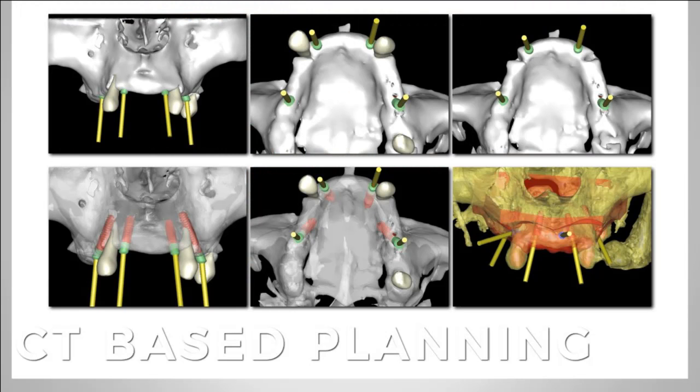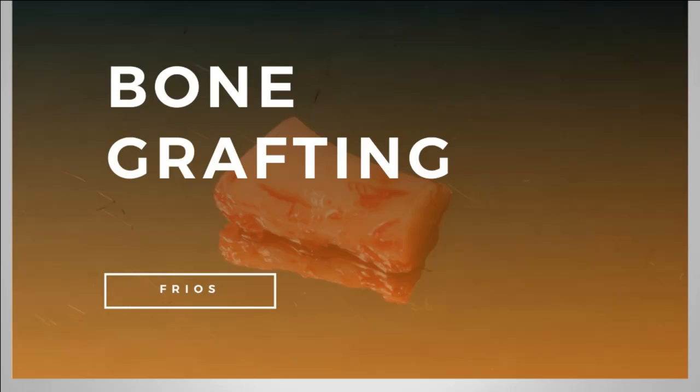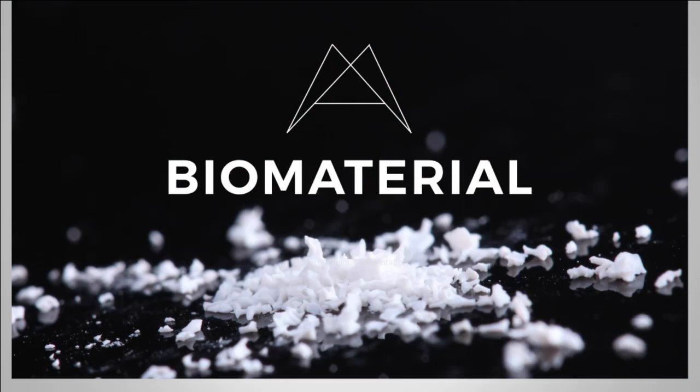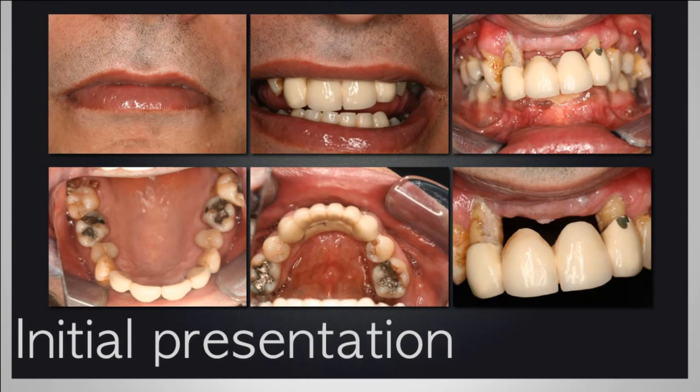We can sometimes use surgical guides and CT-based planning in order to help us. This is a case where we've carried out some CT-based planning, made a surgical guide, and with this, we've been able to place the implants in the ideal position. Sometimes when we don't have enough bone in the right place, we might carry out some bone grafting. We can use bone, we can use biomaterials, we can use PRGF as well. These are all options that allow us to increase the volume of tissue.